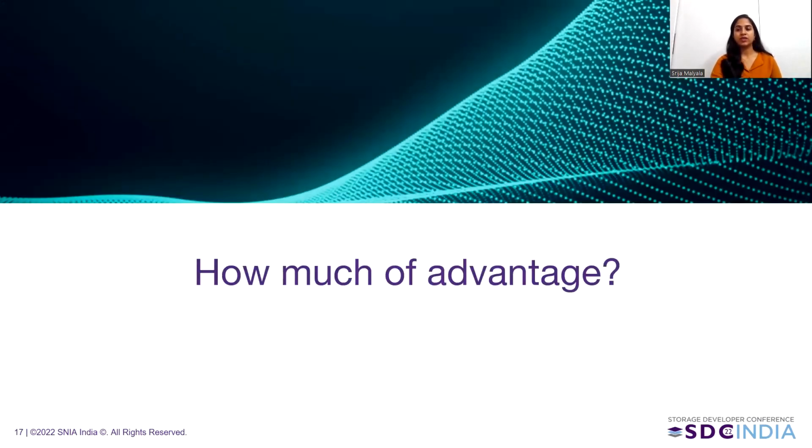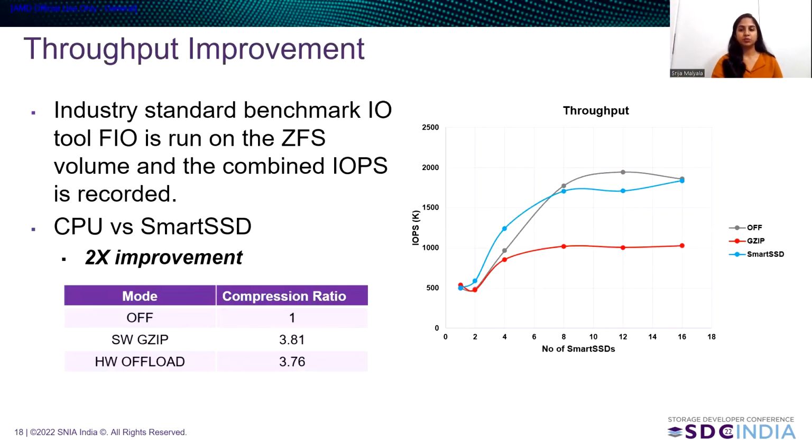Now let's see how much of an advantage we are talking about with this offloading. We have compared the value proposition against three parameters here: throughput, CPU resource utilization, and system memory efficiency. Let's first see the throughput improvement.